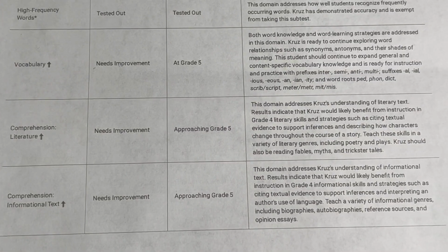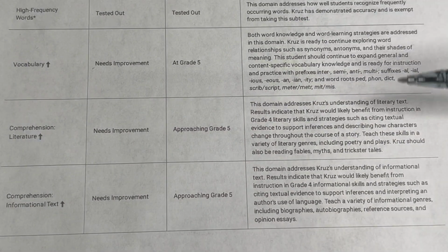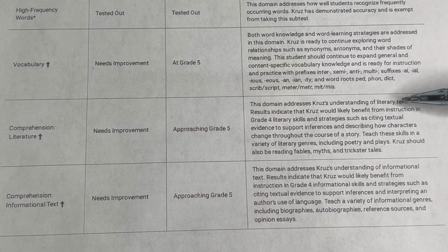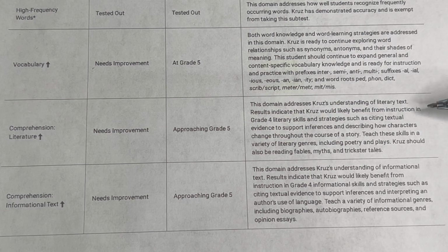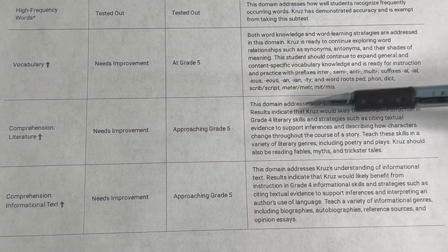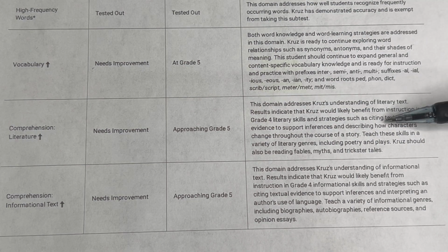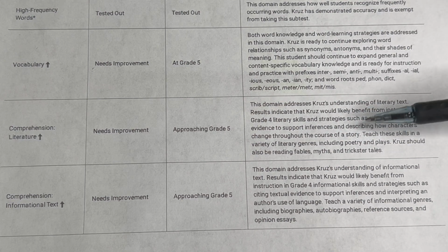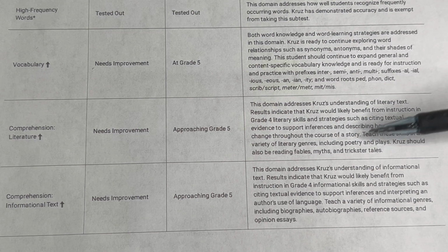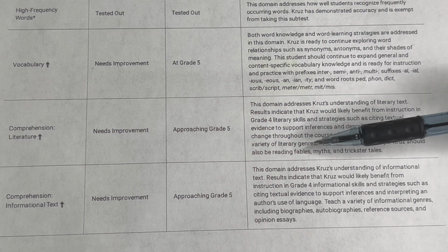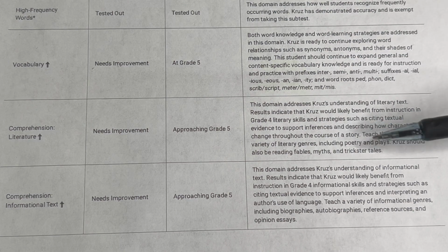Here we have comprehension in literature. And so it tells us that this domain addresses Cruz's understanding of literary text. It indicates that Cruz would likely benefit from instruction in grade 4 literary skills and strategies such as citing textual evidence to support inferences and describing how characters change throughout the course of a story. So teach these skills in a variety of literary genres, including poetry and plays. Cruz should also be reading fables, myths, and trickster tales.